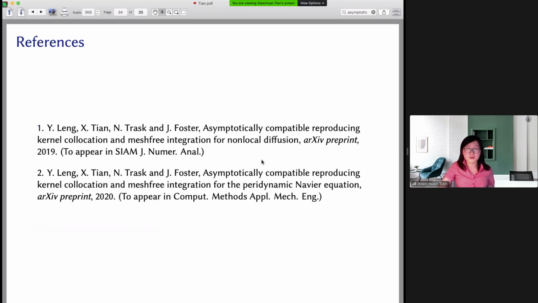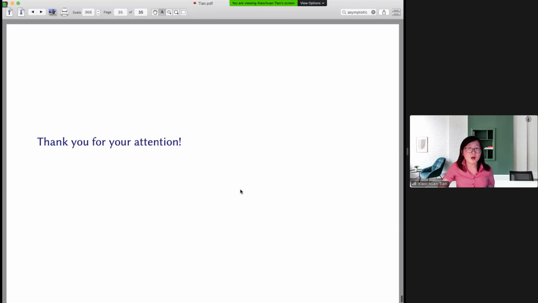So that's the end of my talk, and you can find those details in these two papers. One is about diffusion, another is about peridynamic Navier equation, which is a state-based model. And so thank you for your attention. I'll take any questions you have.